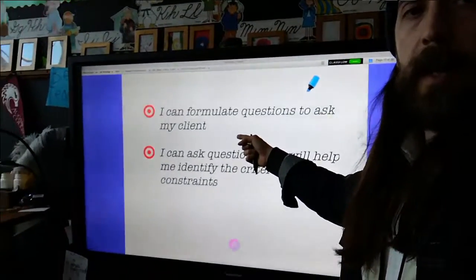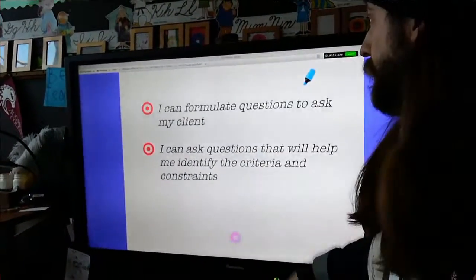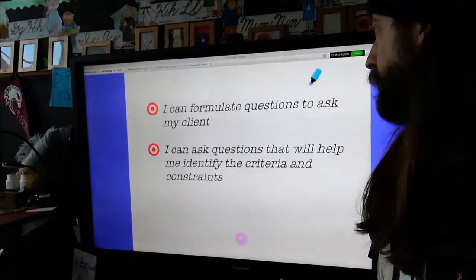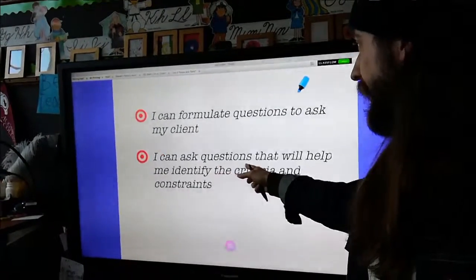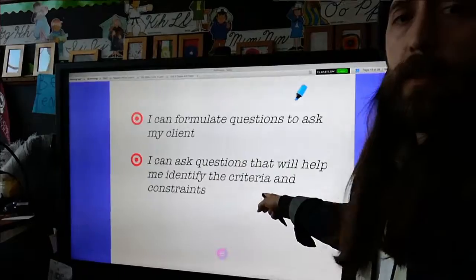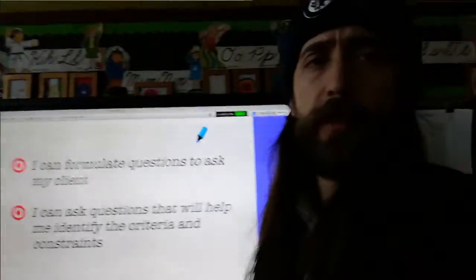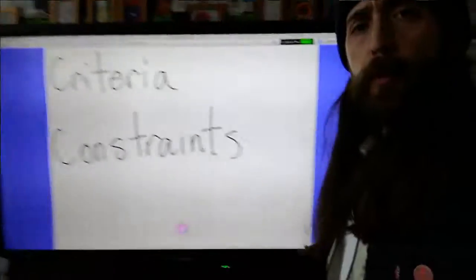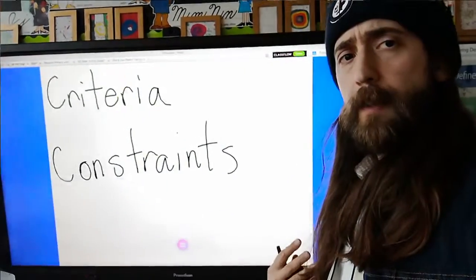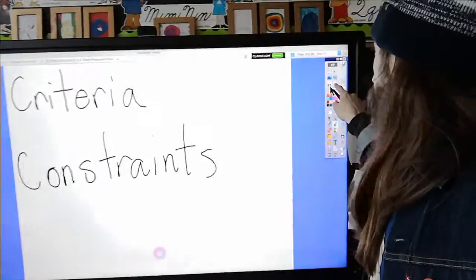I can formulate questions to ask my client. I can ask questions that will help me identify the criteria and the constraints. In the past lessons, those have been pretty big things that I hit on: the criteria of the problem and constraints, the requirements, and the limitations. We do review, sort of a think aloud, what criteria and constraints are.